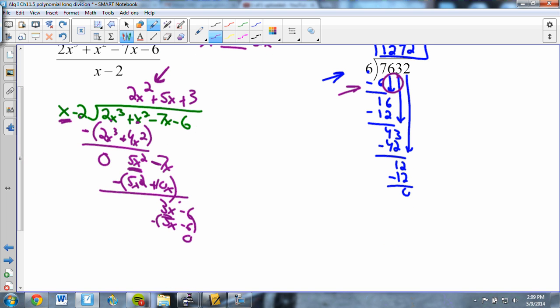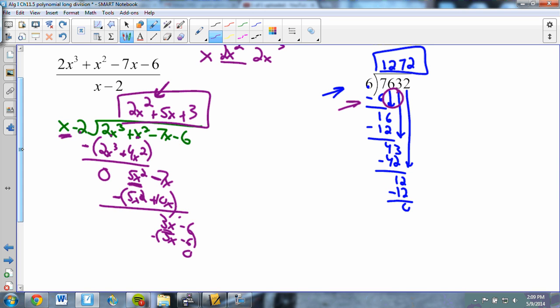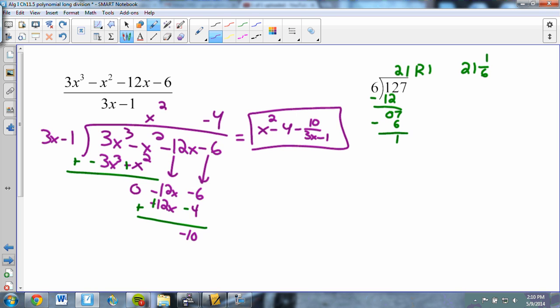So this right here is my quotient. That means that 2x to the third plus x squared minus 7x minus 6 divided by x minus 2 is 2x squared plus 5x plus 3. Great. If you want to see that again, rewind it, watch it again, but we'll do another one.